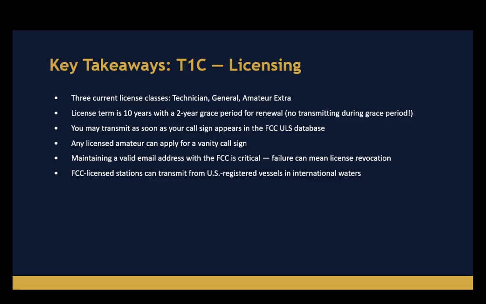Key takeaways from T1C Licensing. 3 current licenses: Technician, General, and amateur extra. License term is 10 years with a 2-year grace period for renewal. No transmitting during grace period. You may transmit as soon as your call sign appears in the FCC ULS database. Any licensed amateur can apply for a vanity call sign. Maintaining a valid email address with the FCC is critical, and failure can mean license revocation.